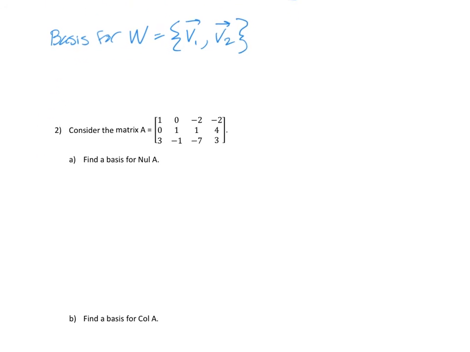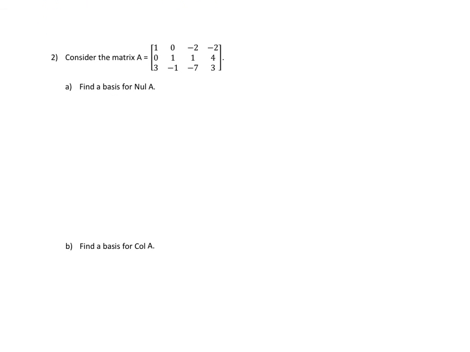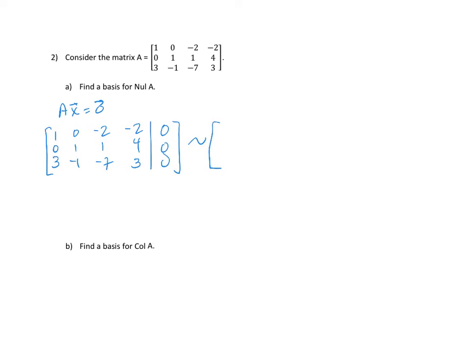Okay, here I have a matrix A, and I want to find a basis for the null space. So it turns out that this is no different than finding a spanning set for the null space like we did in the previous section. Remember, the definition of the null space is the set of all vectors such that A times x gives the 0 vector. So I want to solve A augmented with 0. And I row reduce.